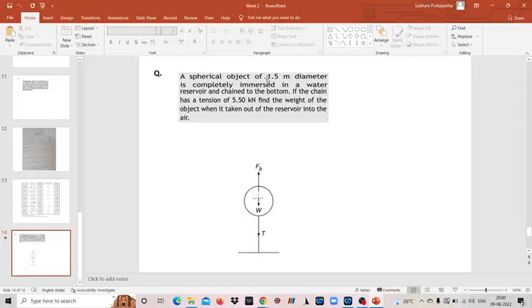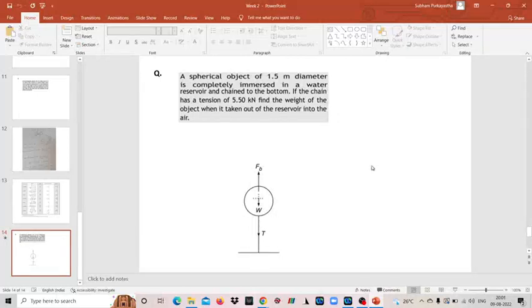Sir, I have a doubt regarding the orientation of this diagram. Shouldn't the anchorage point be on the upper side? See, this particular diagram is not what we are drawing. It is something which has been mentioned in the question, that it is chained to the bottom. So this particular line which represents T represents the chain.